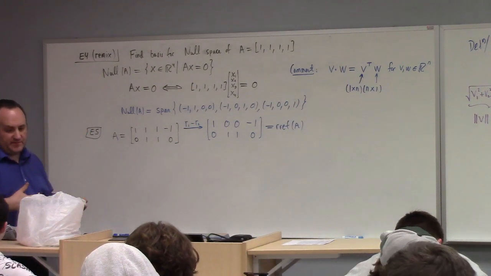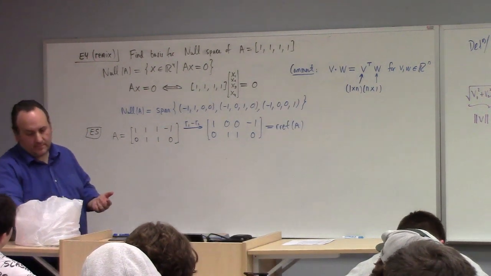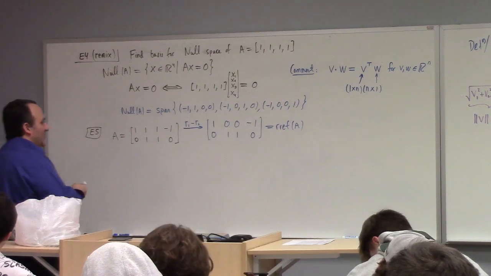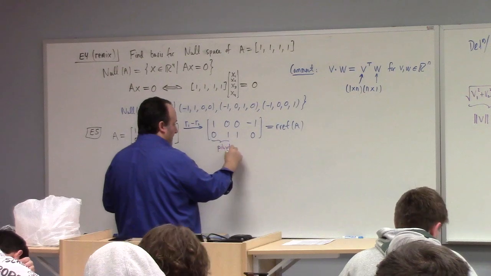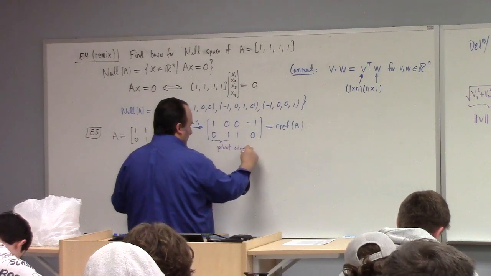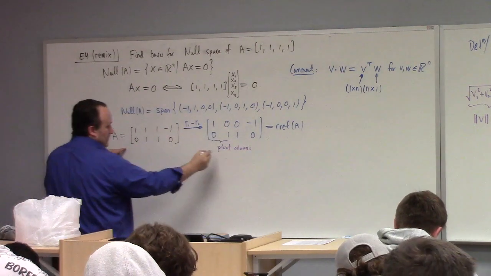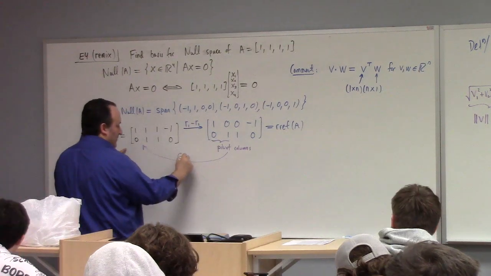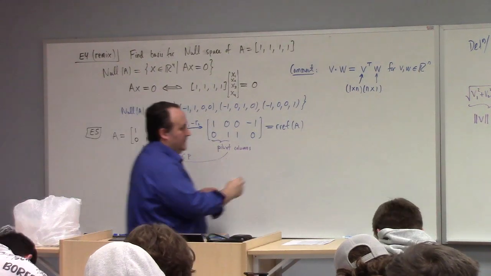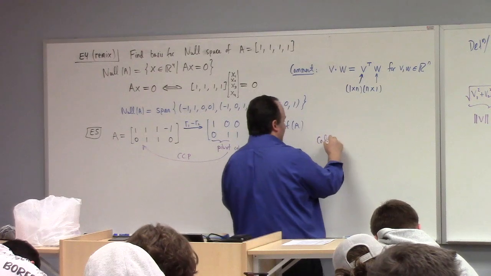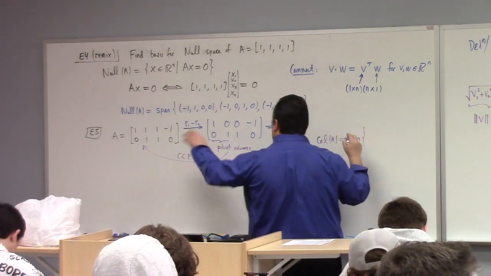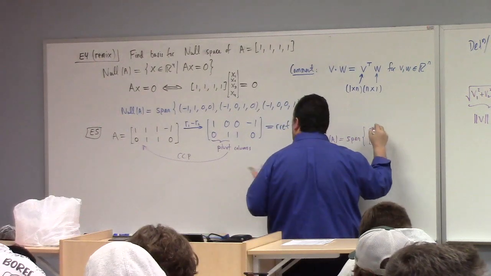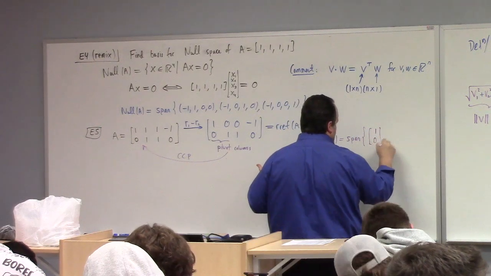What are the pivot columns? Again, yeah, 1 and 2. So these are my pivot columns. So we go back here. CCP says, okay, column space of A is the span of the pivot columns. So my basis for the column space, most naturally, just use 1, 0 and 1, 1.